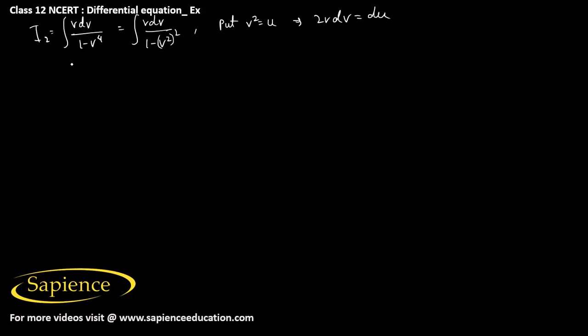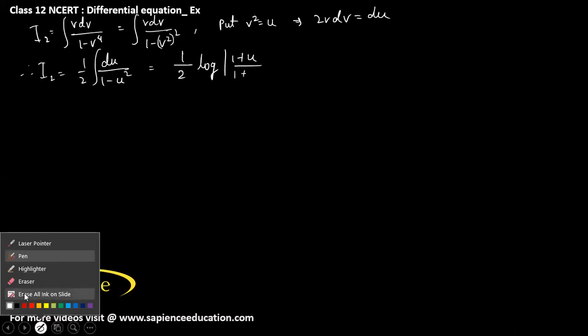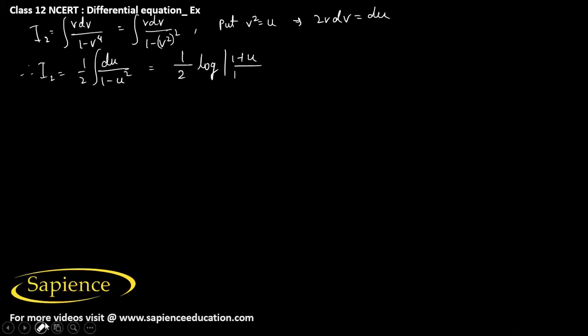And therefore this I2 can be written as 1 by 2 integral du divided by 1 minus u square. So this we can write as 1 by 2 into log mod of (1 plus u) by (1 minus u).